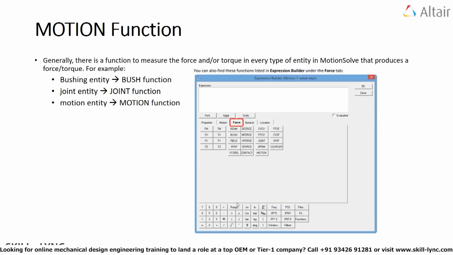In this slide, I will be explaining briefly about the motion function, since it will be used in the demo exercise for chapter 7. Generally, there is a function to measure the force and or torque in every type of entity in MotionSolve that produces a force or a torque. For example, we have a bush function to measure the force or torque produced by the bushing entity. We have a joint function to measure the force or a torque produced by the joint entity. And similarly, we have the motion function to measure the force or the torque produced by the motion entity.